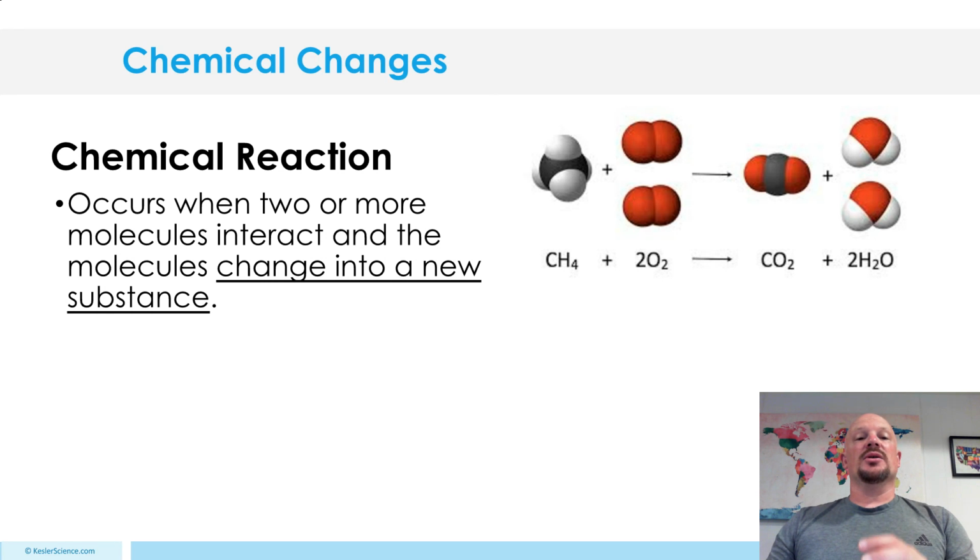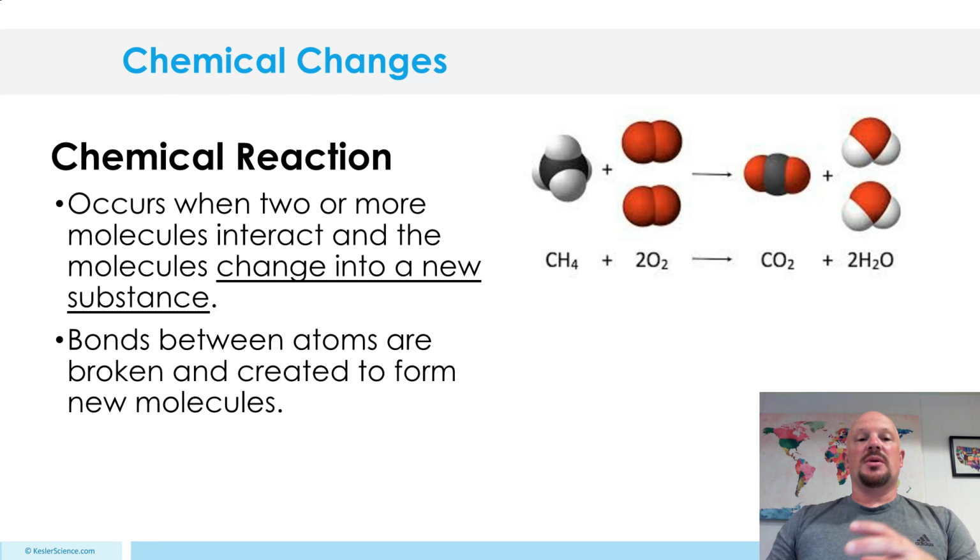So a chemical reaction occurs when two or more molecules interact and the molecules change into something new. Those existing bonds are broken and created to form new molecules. You see an example of that in that chemical equation. We're going to be working with those quite a bit. You'll learn how to predict how a chemical reaction is going to happen. You'll learn how to arrange those numbers and letters, making sure nothing gets lost, and making sure the things that form are actual molecules that can be formed and make sense. So we'll work with those quite a bit.